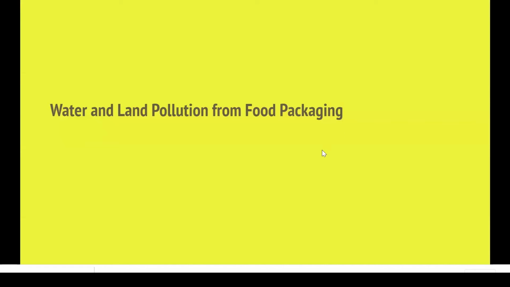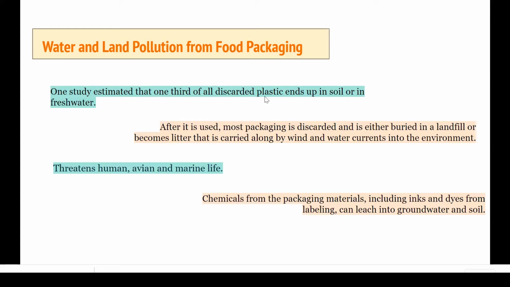So how does it affect our earth? Firstly, it will affect our water, ocean, as well as waterways in our earth, as well as land pollution from food packaging. One third of discarded plastic ends up in soil and fresh water. After use, most packaging will be thrown away and is either buried in a landfill or becomes litter that is carried away along the winds, and eventually it will reach our water currents. Hence, it threatens human, avian, as well as marine life. So, earth, sea, and air.